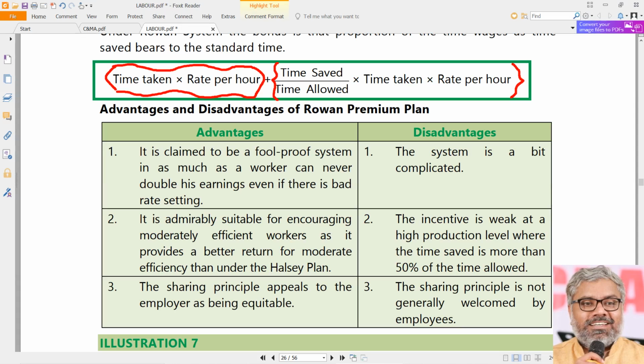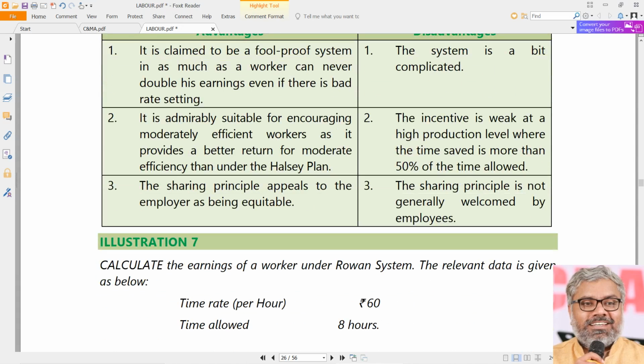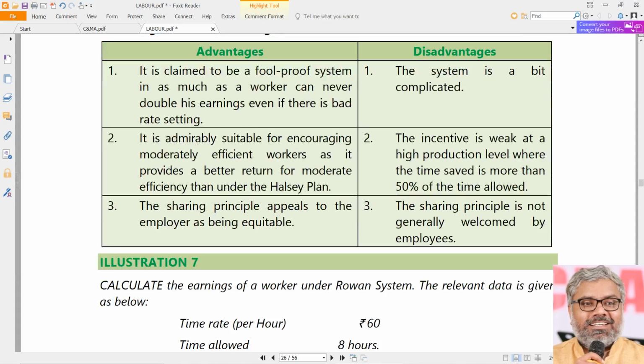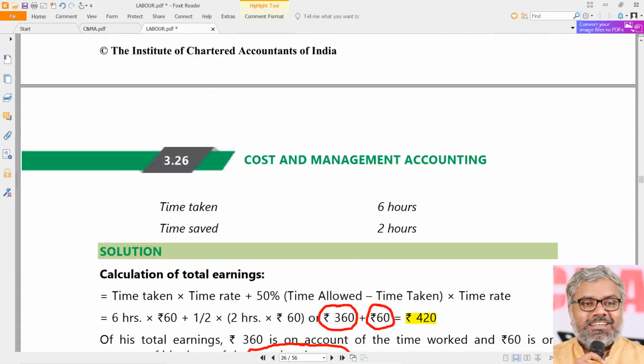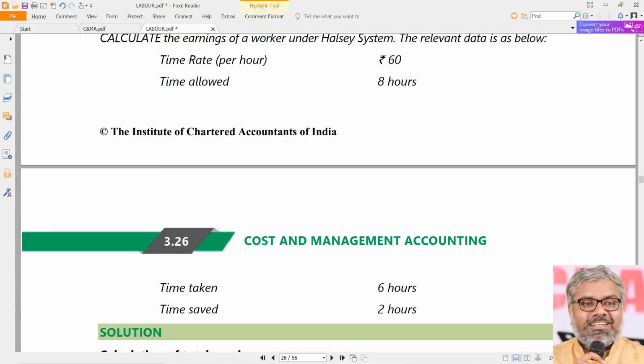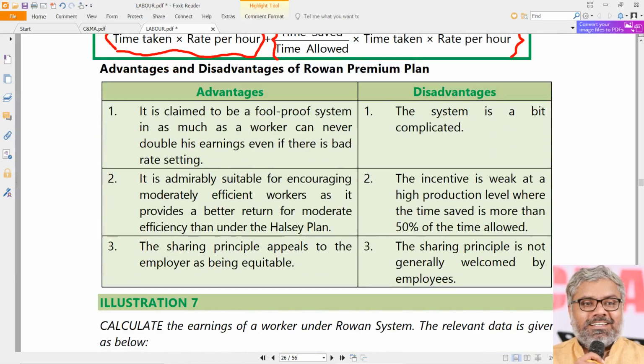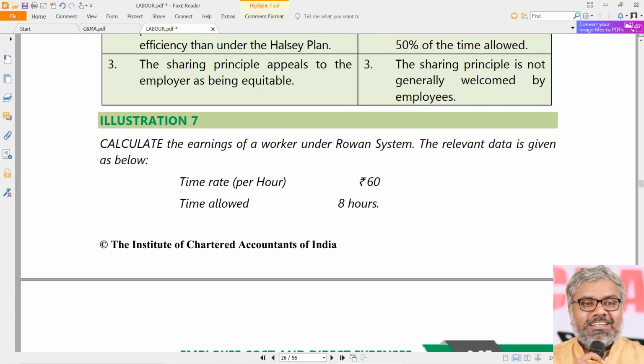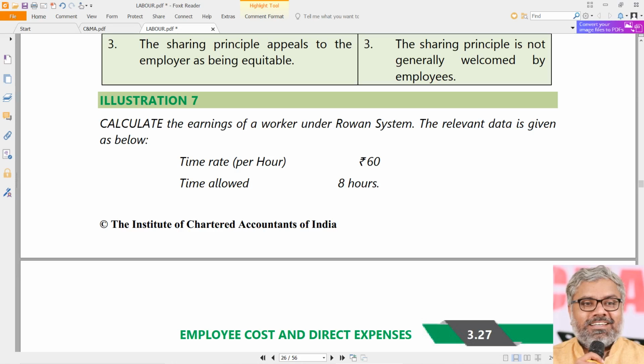Then, if this Halsey plan or Rowan plan is implemented, what could be the advantages and disadvantages? You can generally go through them, not required special discussion, those are self-explanatory. Advantages and disadvantages of Halsey are given here, and advantages and disadvantages of Rowan scheme are also given. Naturally any scheme will have them. You can generally go through them. For theory question purposes, you can go through them and remember them if possible.